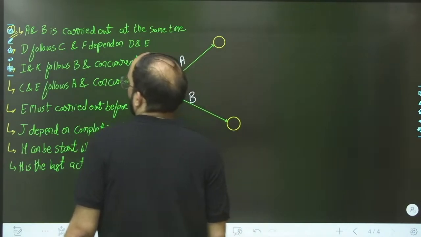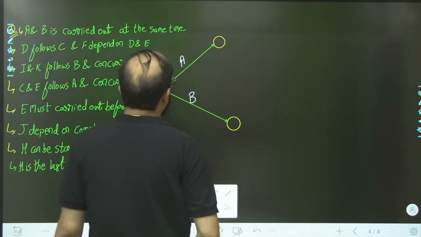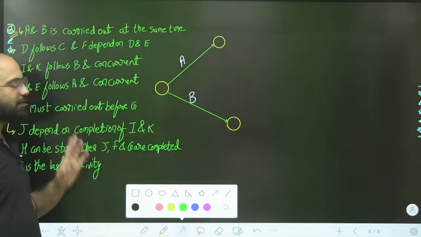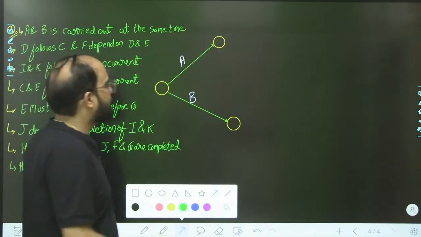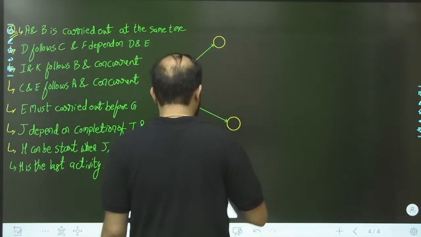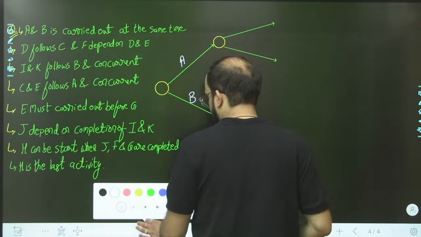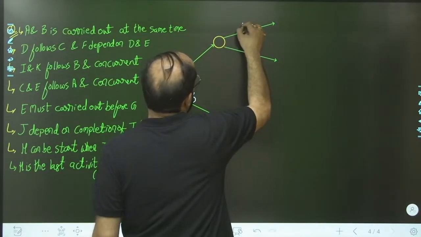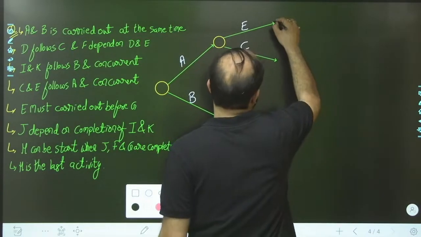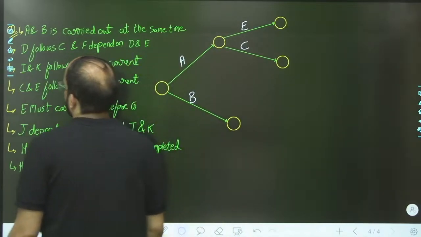Now D is going to follow C. But before that, C and E will follow A. So you should know that this will be E and this is C. And these are their events.